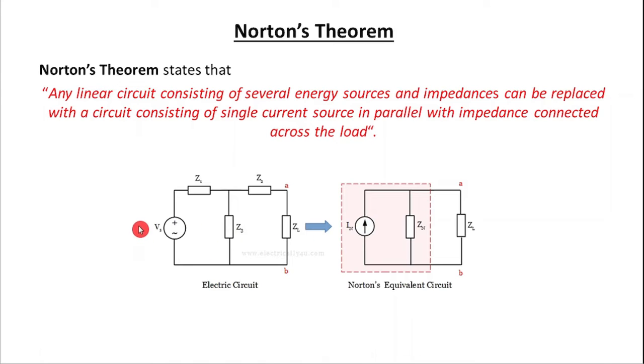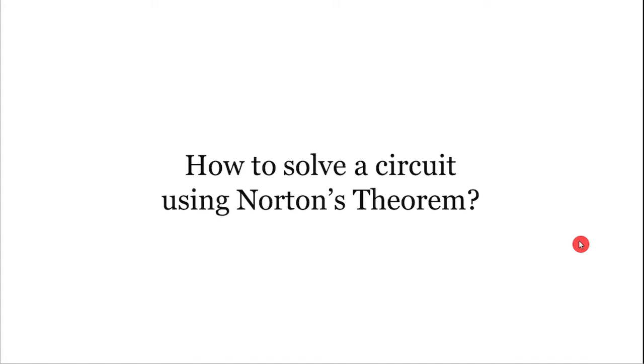where the current and voltage source given in the electrical circuit can be replaced with a single current source, and similarly all the impedances can be replaced with a single equivalent impedance connected across the load, right? So here Zn stands for the Norton's resistance or Norton's impedance, and In stands for the Norton's current, right? So how to solve a circuit using Norton's theorem? This theorem can be used to solve both AC and DC circuits.